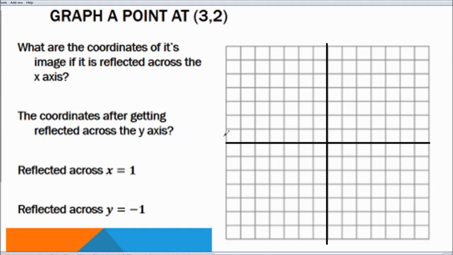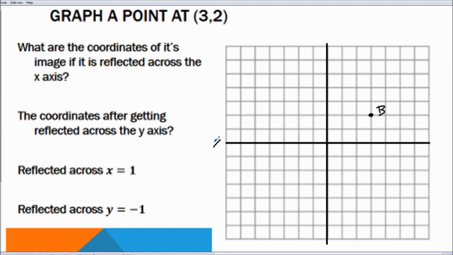They asked us to graph a point at 3, 2, so I'm counting 3 to the right, up 2. And there's my point. I want to give it a name, and I'm going to put a B for Mr. Boyden. You can put any letter you want. It's totally fine. And here we go. We're going to answer some questions over here on the left. What are the coordinates of the image? So we have the pre-image. We're going to find the image if it's reflected across the x-axis.